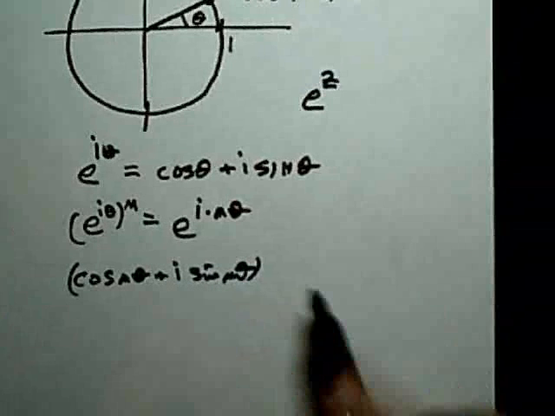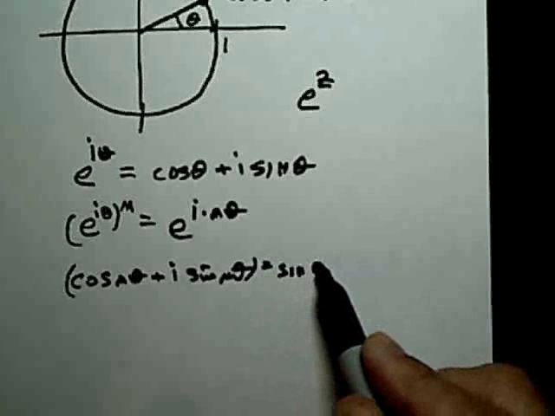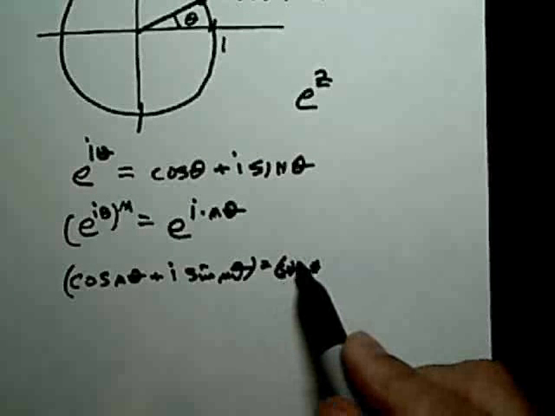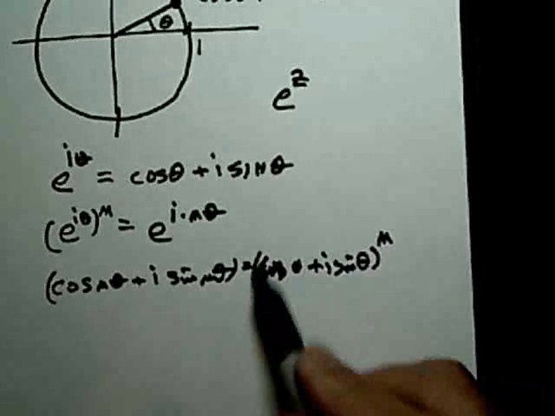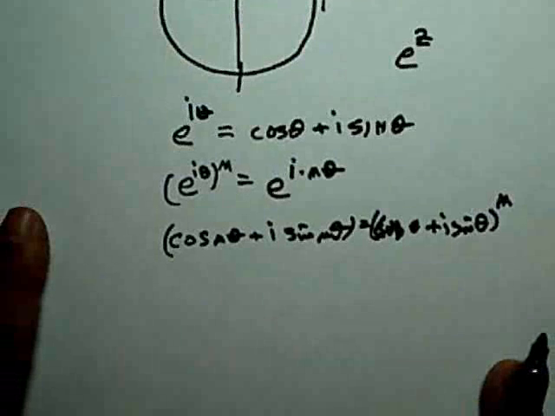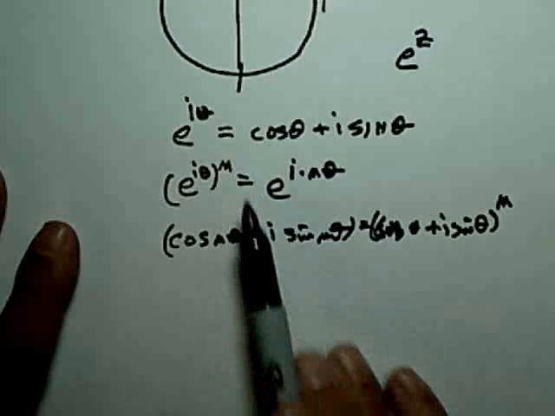is equal to cosine of theta plus i sine of theta raised to the n power, the famous Euler formula. And one of these equations is what Richard Feynman, the great physicist, thought was the most beautiful equation in math.